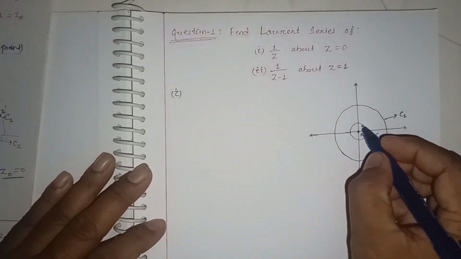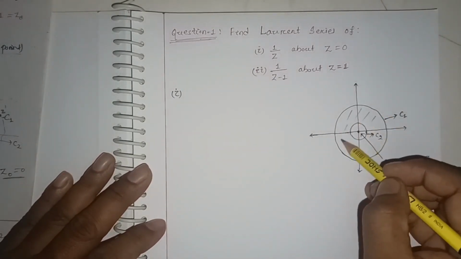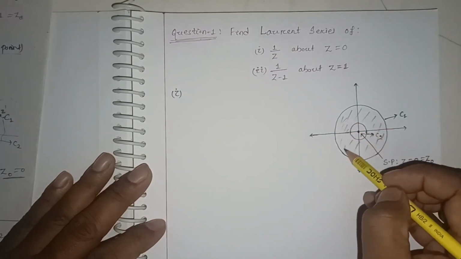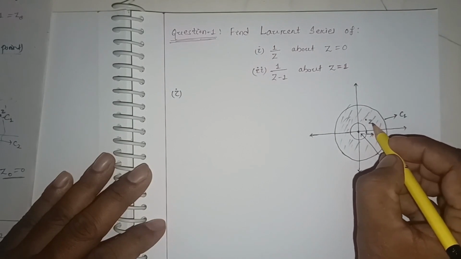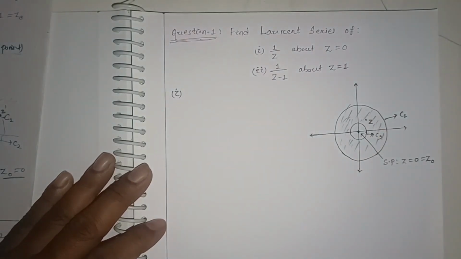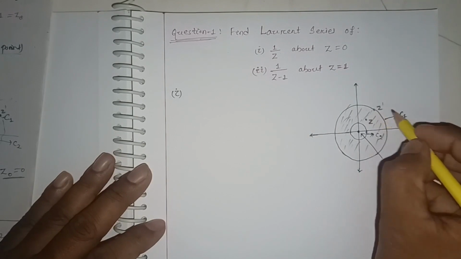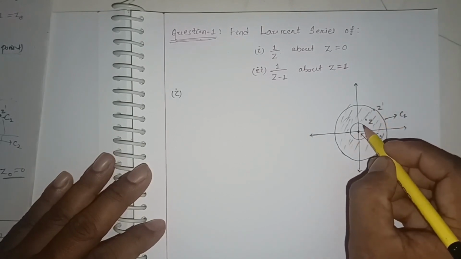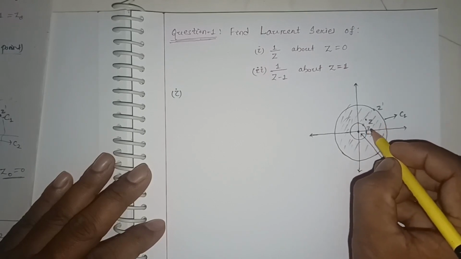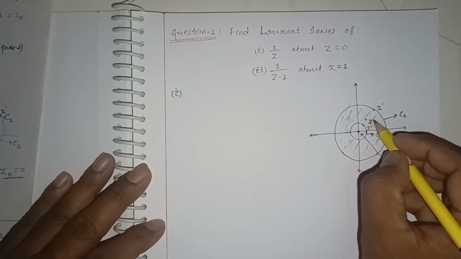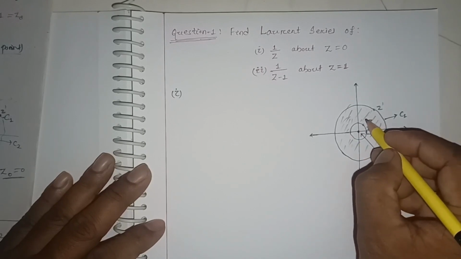As we discussed, in the region between these two circles, the function is fully analytic. We are going to consider an arbitrary point z dash on the surface of C2, and for C1 any point on its surface. Any point in the analytic region will be considered as the point z.